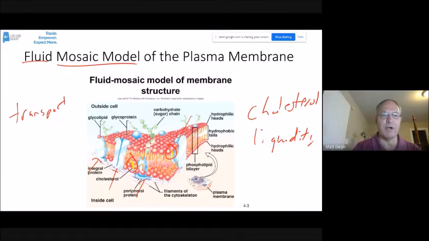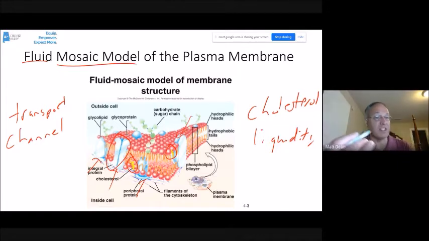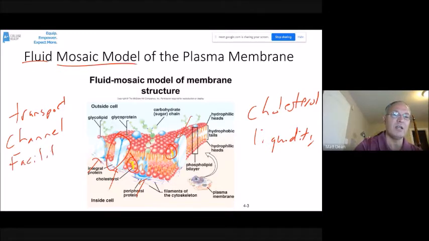So there are some proteins that run all the way through. We might refer to those as channel proteins. And they often help a cell to transport in a very specific substance, like an ion or a large molecule, typically through the process of facilitated diffusion, which we'll talk more about here in just a minute.